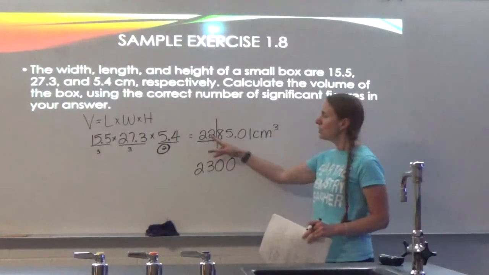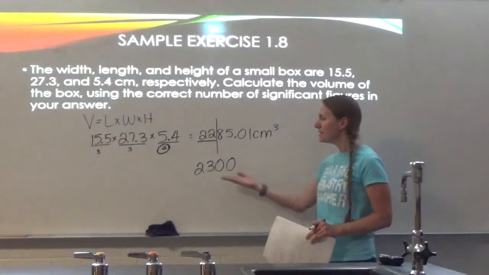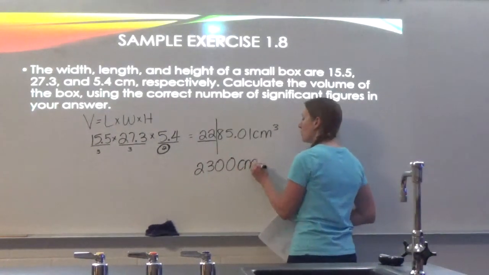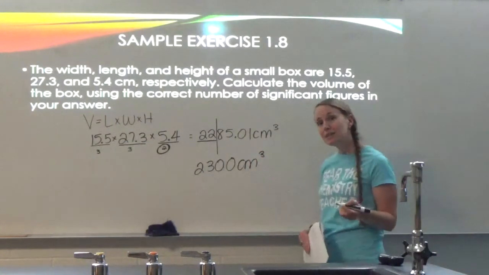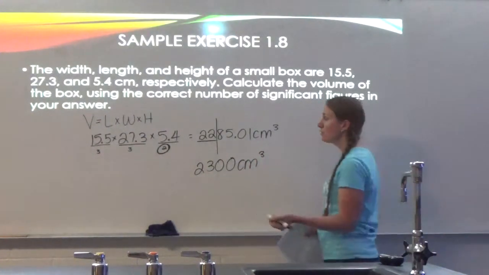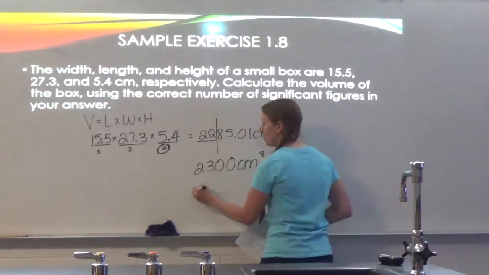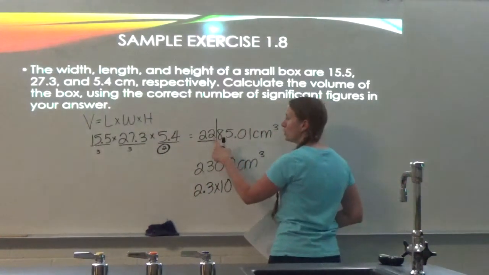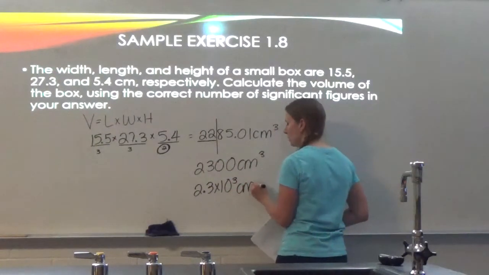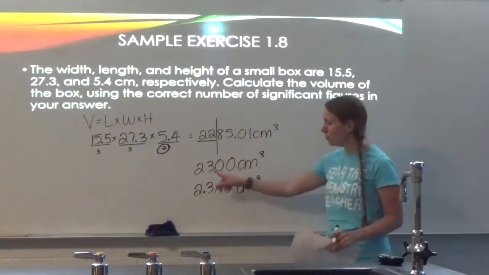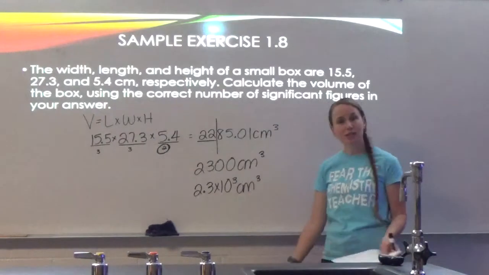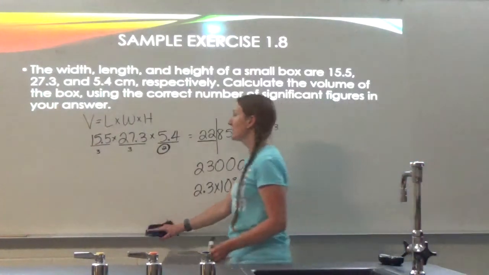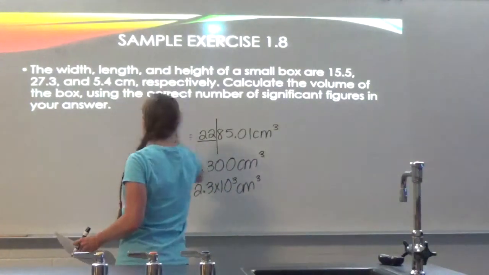Okay, so 2,285 is about 2,300 centimeters cubed. Or, if you don't like filling in zeros, you can change it to scientific notation. We can say, okay, well, it's about 2.3 times 10 to the 3 centimeters cubed. You can do either. Both of these numbers have 2 significant figures, so both of them are acceptable. All right, so again, hopefully this is a review.